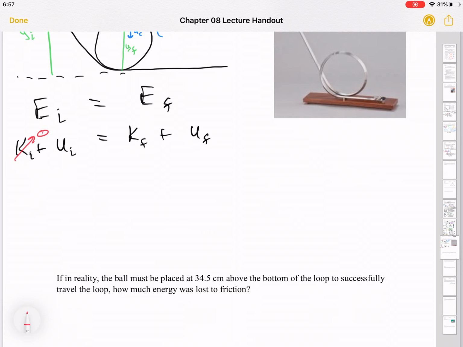So let's plug in an expression for this. I've got mg y initial equals half m v final squared plus mg y final.